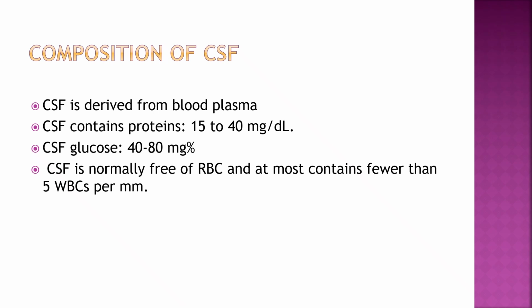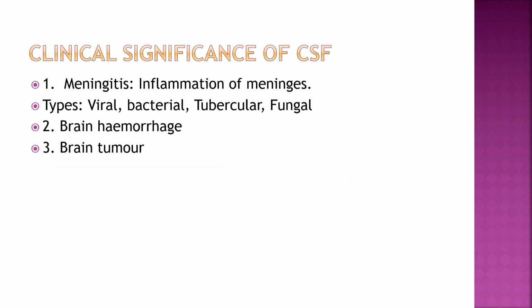Now the composition. It is mainly derived from the blood plasma, but proteins are less in this. CSF proteins are mainly 15 to 40 milligram percent, glucose is 40 to 80 milligram percent. Normally RBCs are not seen in CSF, and WBCs are 0 to 5 per cubic millimeter. Now what is the importance of CSF collection?